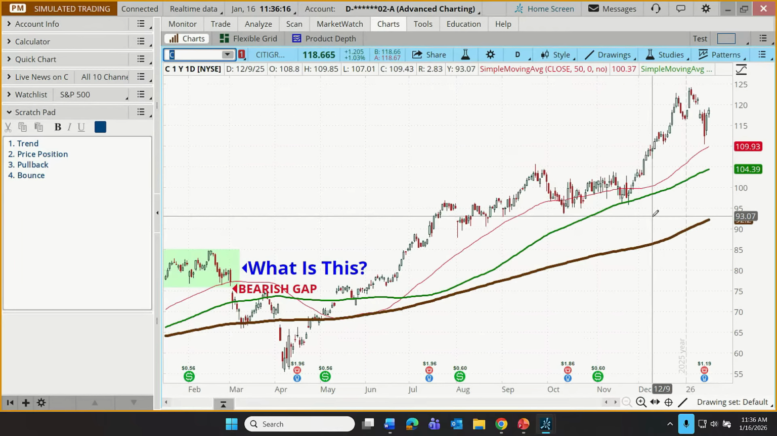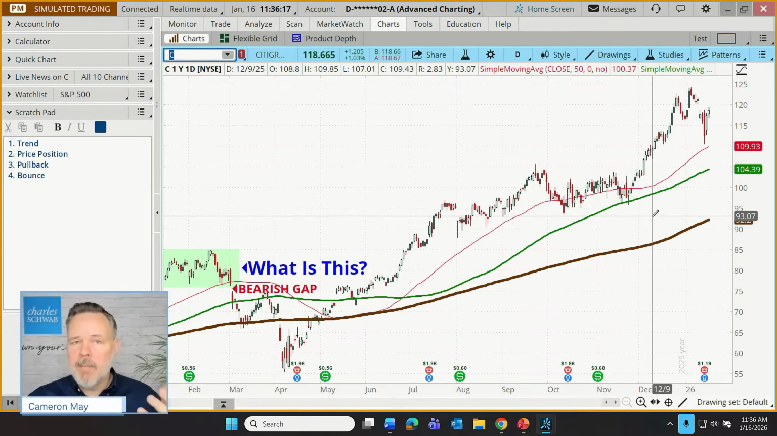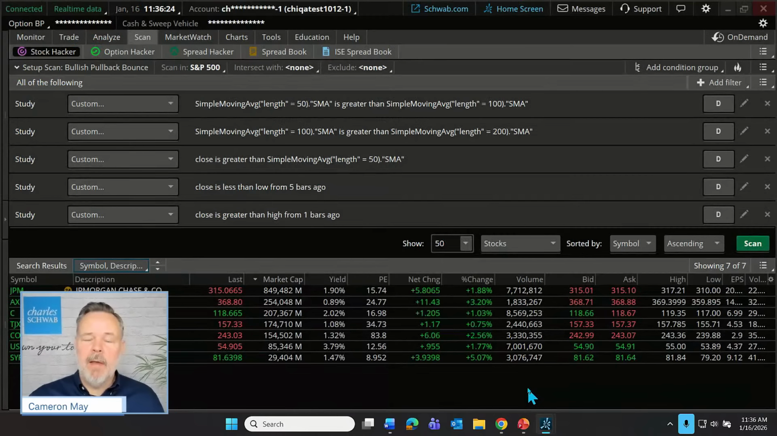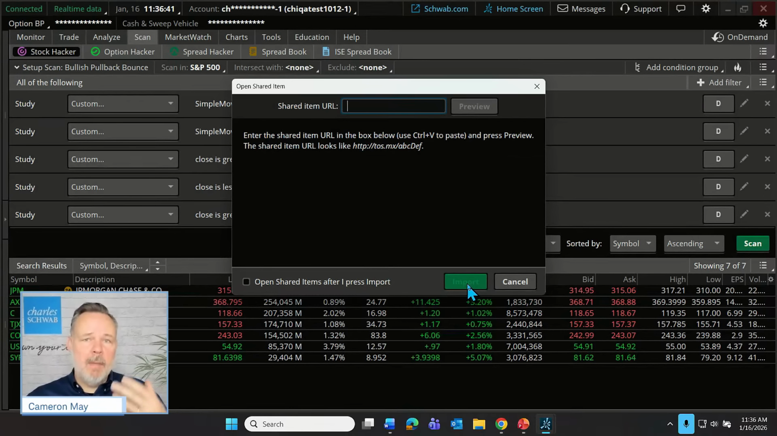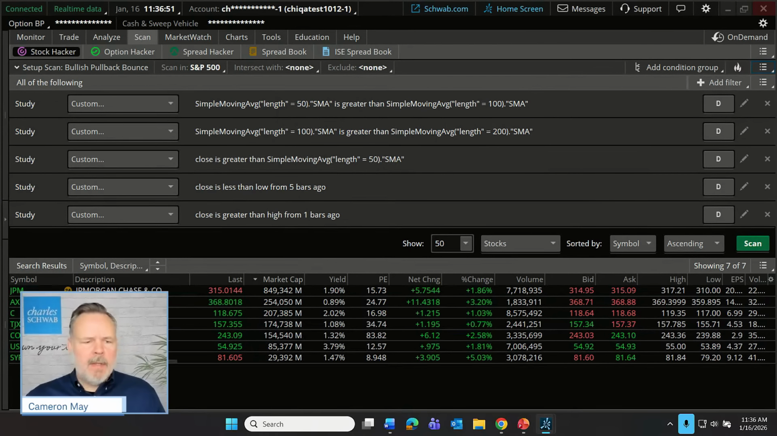Thank you for asking that, because I don't always remember to demonstrate that when a link is shared. And remember, this only works on your live platform. The way to load that scan is to pop up here to this little gear icon in the upper right and open the shared item, the item that I just shared with you. Just pop that in right here, click preview, click import, and then it'll be in your saved scans where I've been loading mine. Or where, anyway, you can find them right here. Save scan.